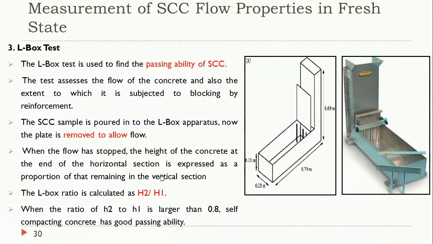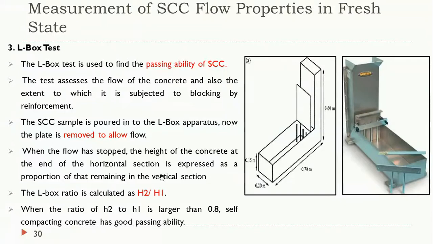When the flow has stopped, the height of the concrete at the end of the horizontal section is expressed as a proportion of that remaining in the vertical section. Whatever concrete is left in the horizontal section is measured from the top, and similarly whatever concrete is left in the vertical section is also measured. The height remaining in the horizontal section, divided by the height remaining in the vertical section, gives the L box ratio.